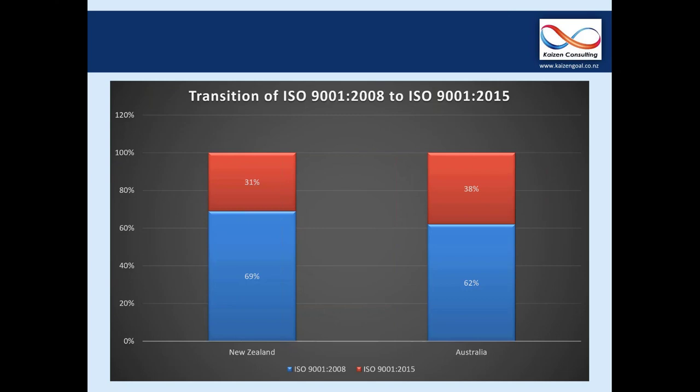So I did a rough calculation. Per working day, 3 companies in New Zealand and 16 companies in Australia need to transition in the next 12 months. For those people listening in other countries, I imagine the percentages are about the same. So I'd estimate 60% of all companies in your country still haven't transitioned to the 2015 version. So it's a pretty hot topic at the moment.